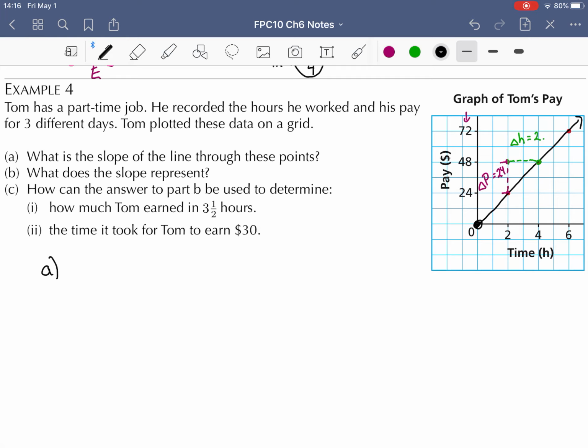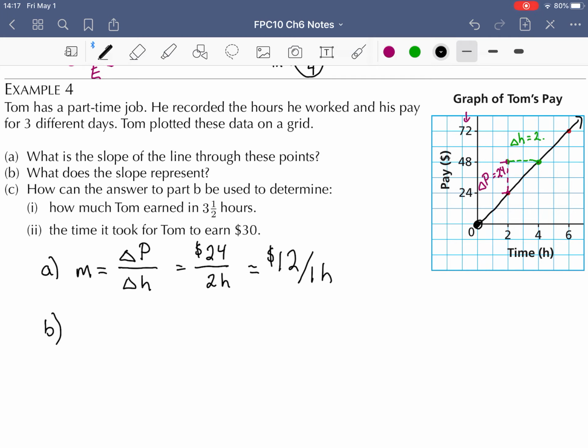So let's come over here and write out our answer to letter A. Our slope is equal to our change in pay, our rise, over our run, change in time. It's going to be equal to $24 every 2 hours, which is equal to $12 per 1 hour, or $12 per hour.